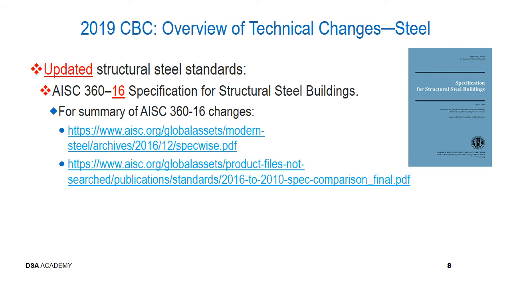Regarding steel, there are now updated structural steel standards. AISC 360 now has a 2016 version, which is the specification for structural steel buildings. You can find a summary of the changes on AISC's website at the two links that are noted below.